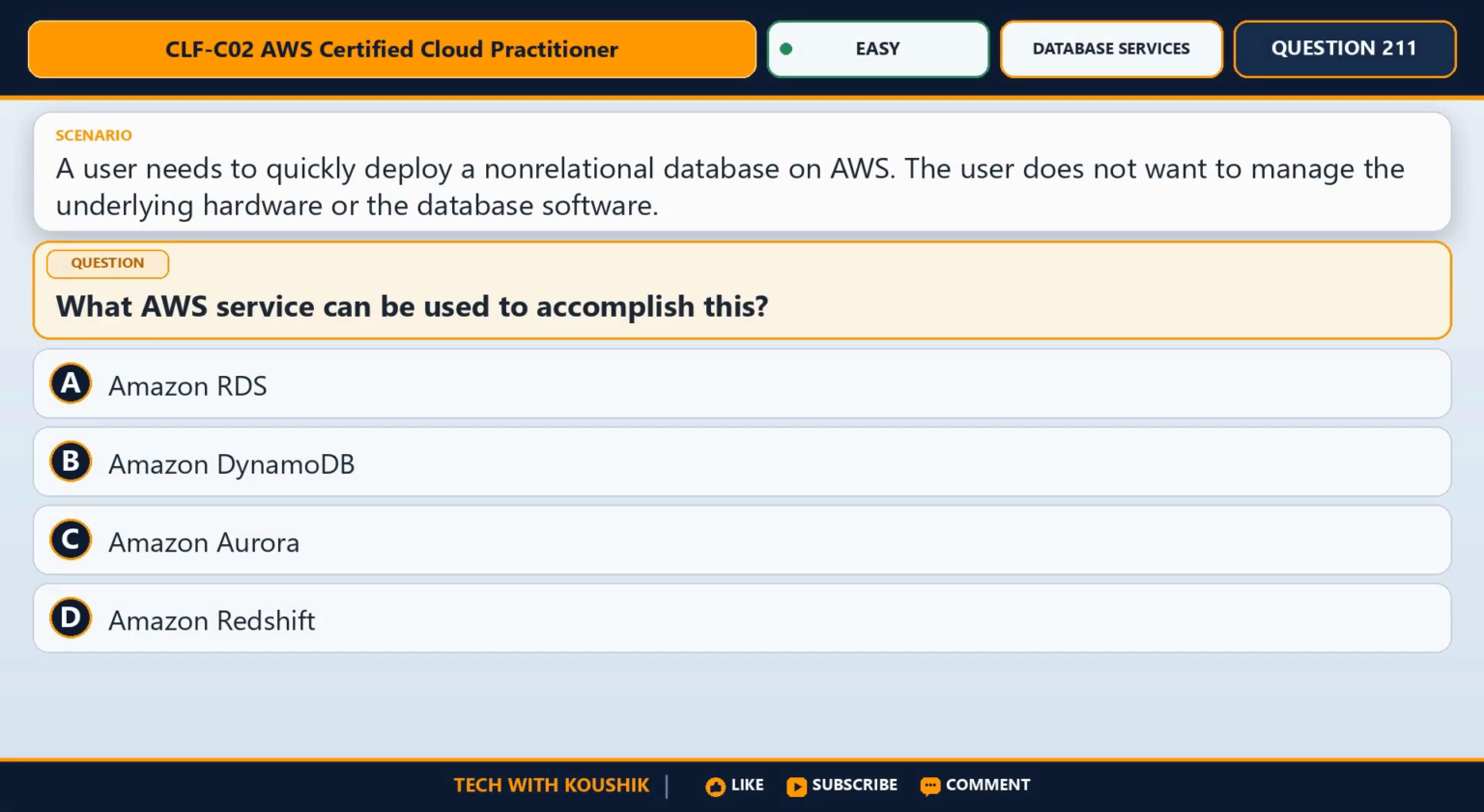Question number 211. A user needs to quickly deploy a non-relational database on AWS. The user does not want to manage the underlying hardware or the database software. What AWS service can be used to accomplish this? Option A. Amazon RDS. Option B. Amazon DynamoDB. Option C. Amazon Aurora. Option D. Amazon Redshift.